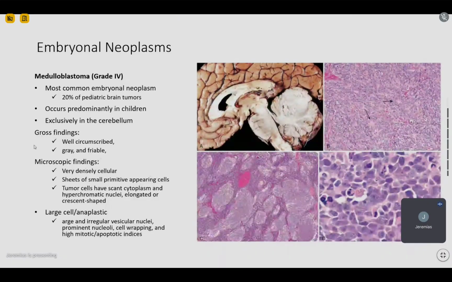So if you're given a case of a tumor located in the cerebellum, consider medulloblastoma, especially if there are other features and characteristics that point to medulloblastoma. Again, location exclusively cerebellum, predominantly children because 20% are pediatric tumors.